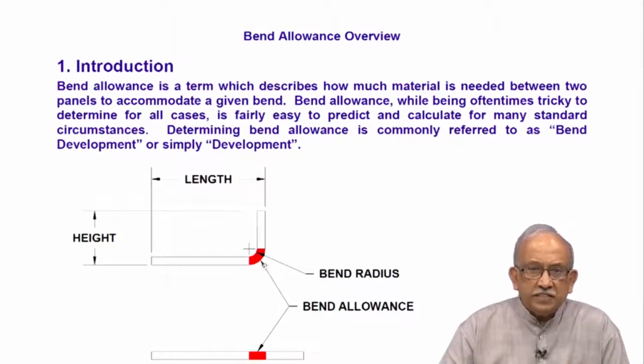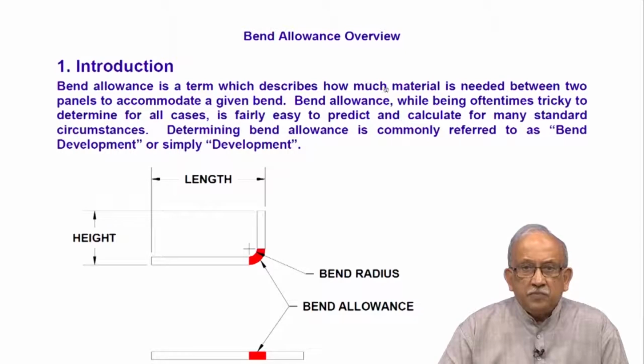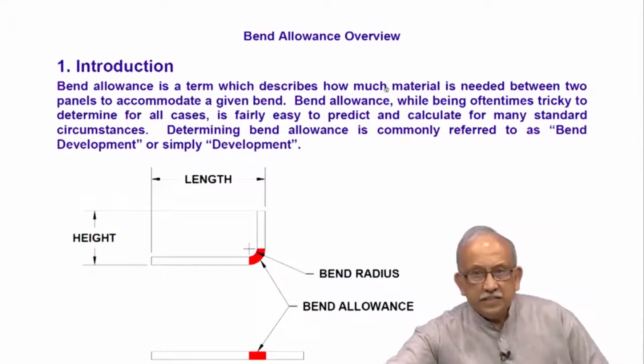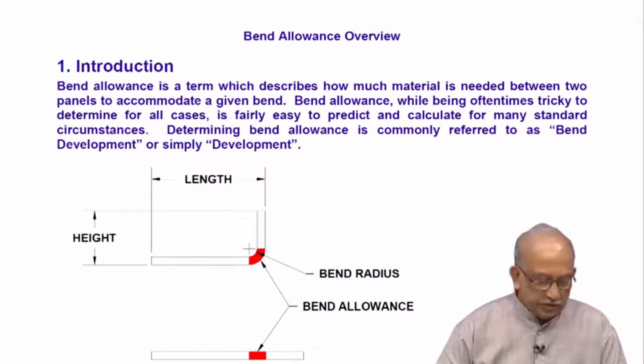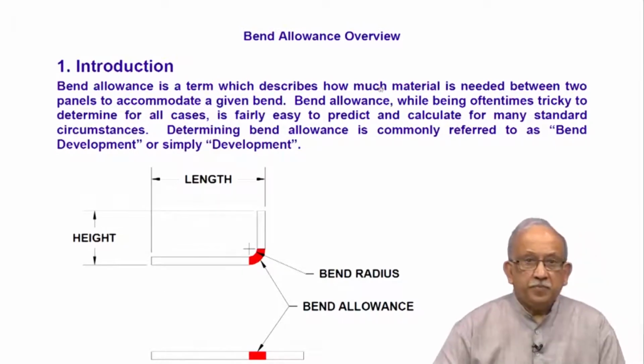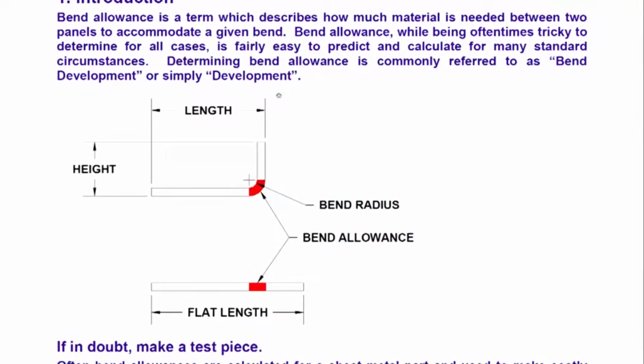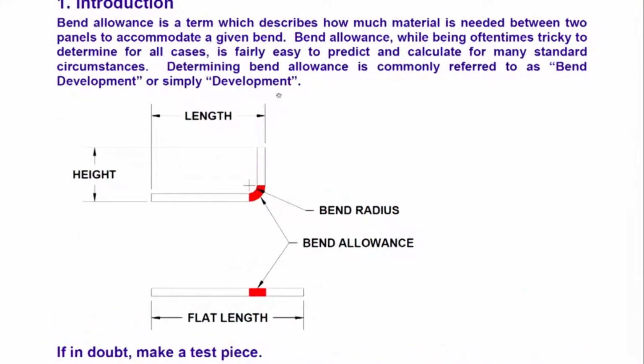all those words which we are talking about. It is a term which describes how much material is needed between two panels to accommodate a given bend. And notice here, while being oftentimes tricky to determine, and easy to predict and calculate for many standard circumstances, determining bend allowance is commonly referred to as bend development or just simply developed sheet.